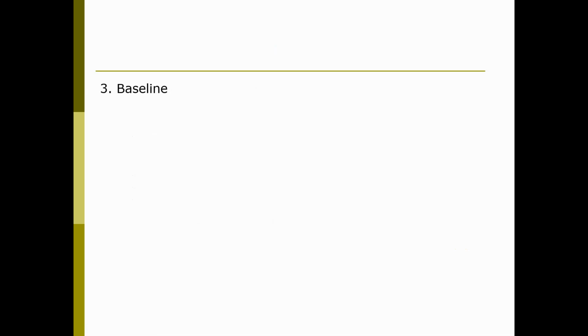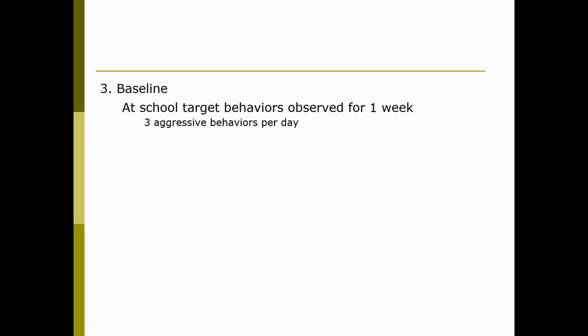So in terms of baseline, they observed this child's behavior at school, and they observed the target behaviors at school for a week. And during that time, they determined that there were approximately 3 aggressive behaviors happening per day. So 3 instances of hitting and kicking that were happening during the day.